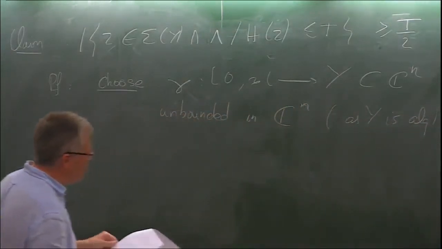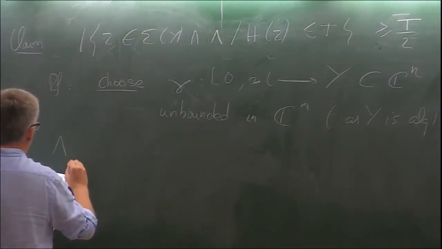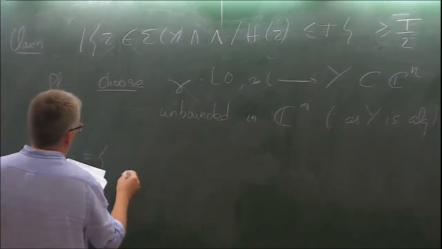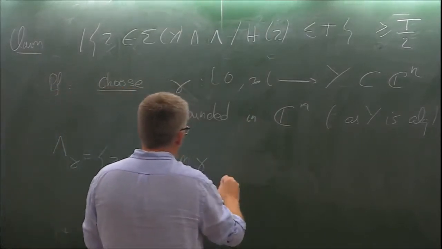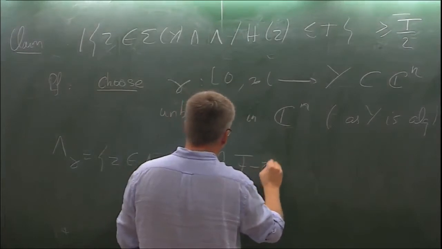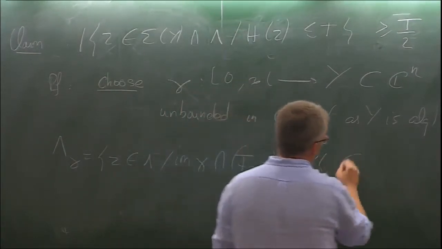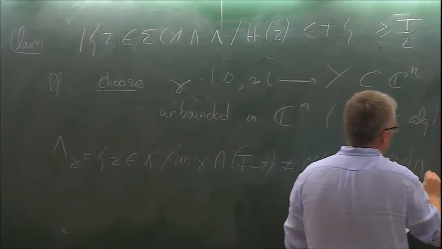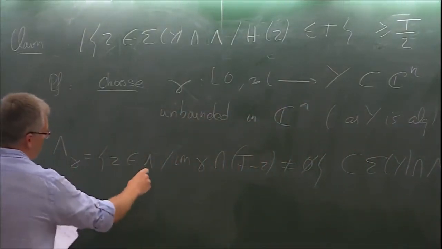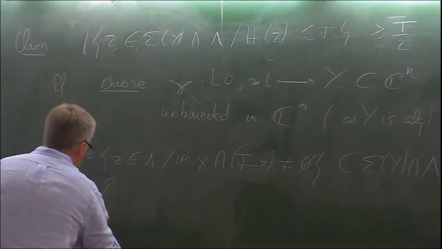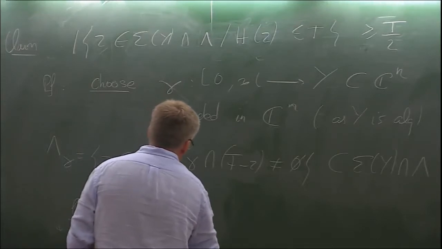So you take a pair going to infinity inside Y, and then you can just count this thing, the set of elements in lambda such that the image of this path intersected with F minus Z is different from the empty set. So this is obviously contained in the set you are interested in. But then I claim that this thing is from a set of consecutive integers.